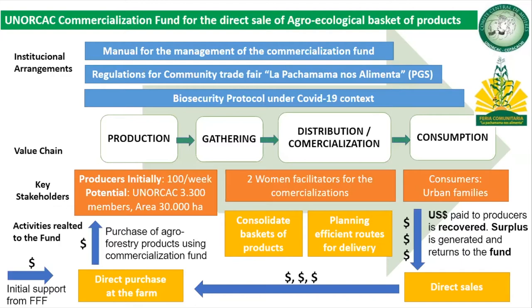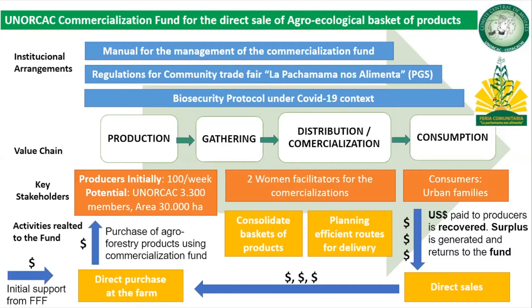Before this support, in the value chain there were 3,000 producers producing many kinds of forest and farm products. The gathering, distribution, and commercialization were done by the middleman. Because of the lack of funding and liquidity, the middleman paid the producers for the products on the farm, gathered them, and went to the market, and then came consumption by the end users. What this mechanism does is direct purchase from the farmers on the farm, of all the agroforestry products they have to offer, and then sale at the market.